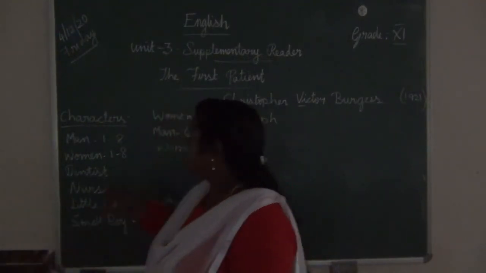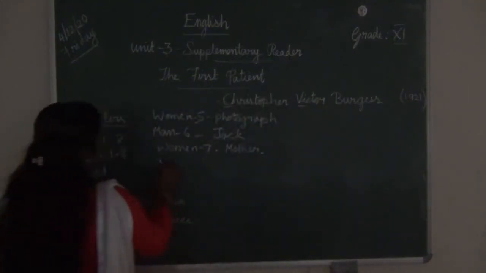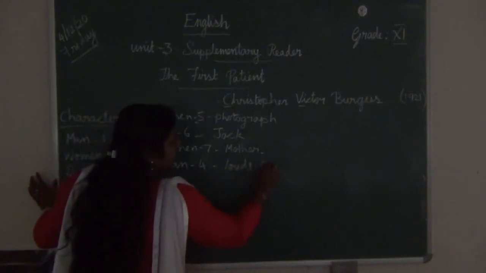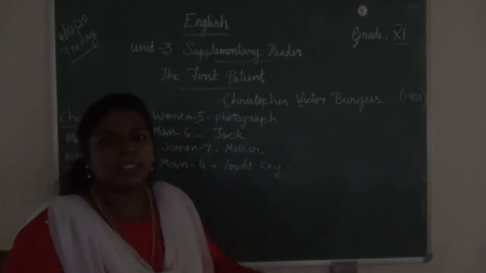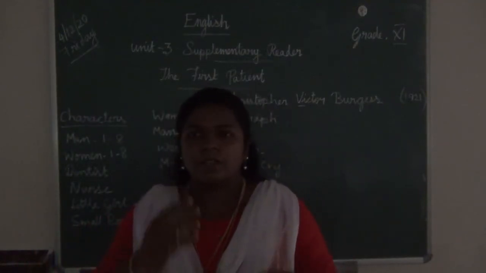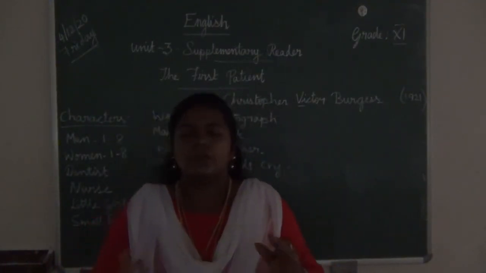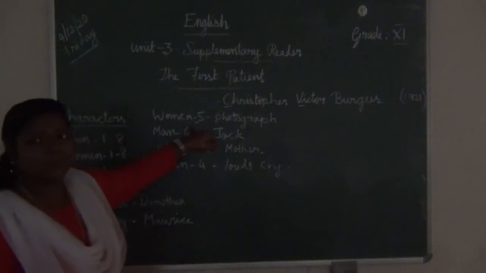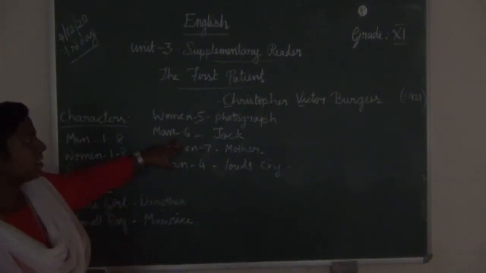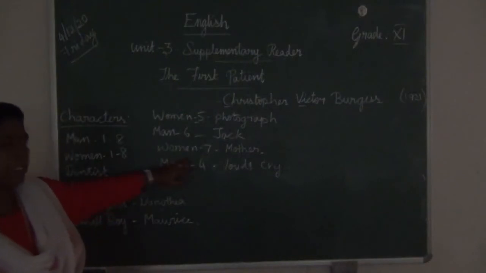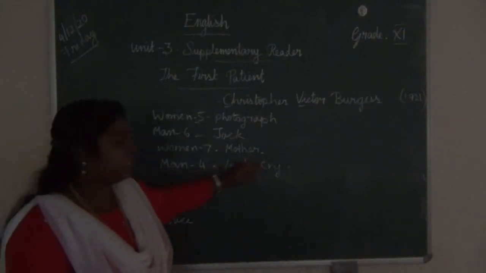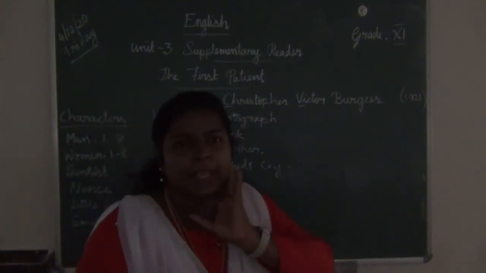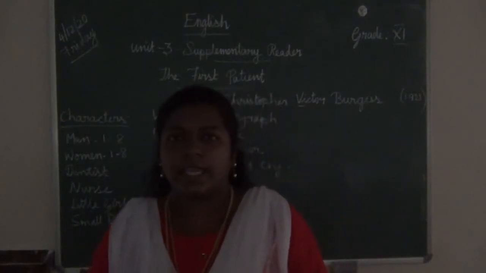So at the same time, the other person, man 4, what will he be doing? Man 4 is a person who always loves to cry, a loud cry. Making always a cry with a loud voice, right? So because of his job pain, he used to cry. So from the first starting to the end of the story, what is the character? The woman 5 used to show the photograph to others. Man 6, his name is Jack. Woman 7 is the mother of the little girl, Dorothy. And man 4 used to cry from the starting to the end. Always he'll be having the pain and he'll be crying. Okay, so you might have understood the characters a little, right?